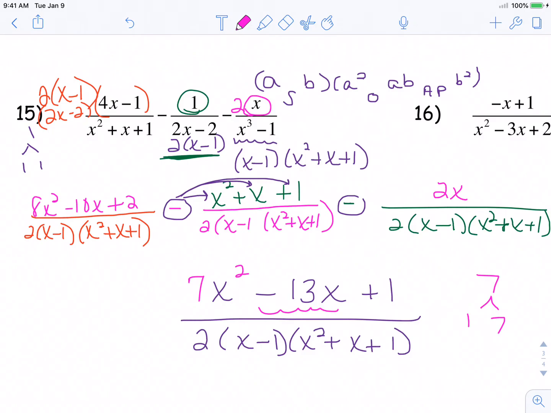But finding a common denominator is applied also in those complex fractions, just thinking about each fraction one at a time and trying to find that common denominator of each fraction.